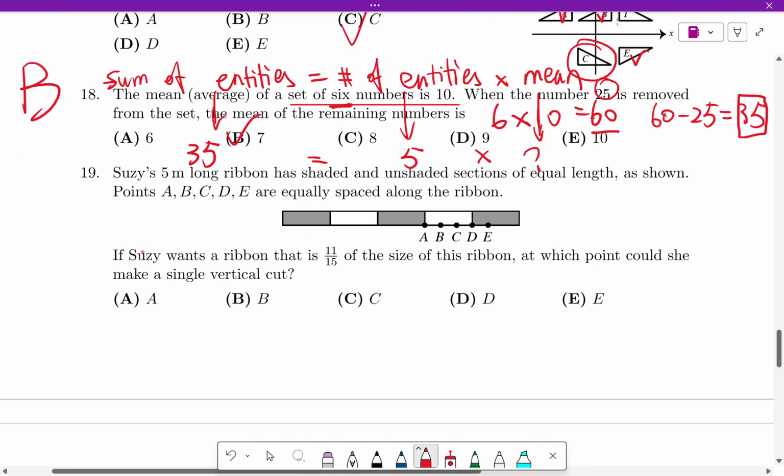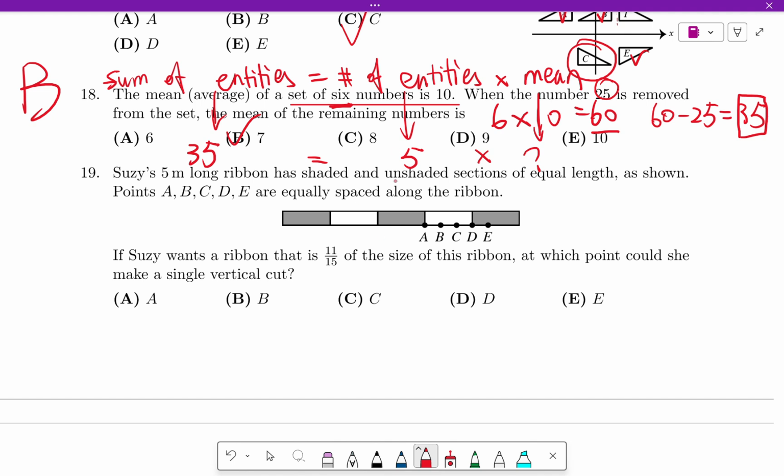Question 19. Susie's 5-meter long ribbon has shaded and unshaded sections of equal length as shown. Points A, B, C, D, E are equally spaced along the ribbon. If Susie wants a ribbon that is 11 over 15 of the size of this ribbon, at which point could she make a single vertical cut?